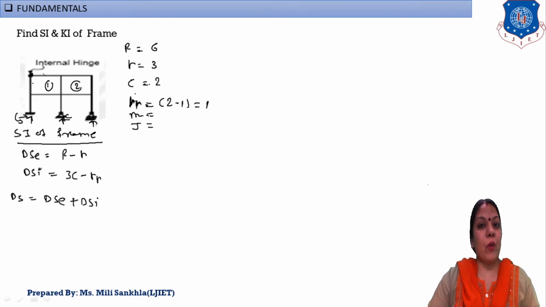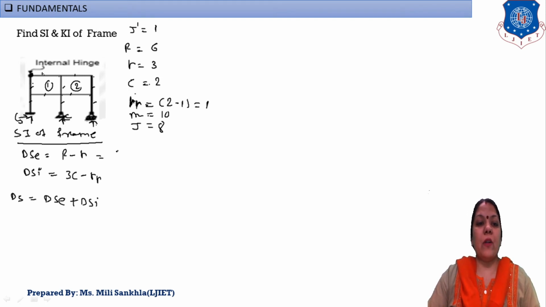Now M for member, count 1 2 3 4 5 6 7 8 9 10. In this given frame, 10 members are given. Now J, and also we find out J dash. J dash is equal to 1, since 1 internal hinge is given, so write down 1, and J is equal to the number of joints, 1 2 3 4 5 6 7 8. And this J dash we already counted here. Now we put the values in the equation and find our answer.